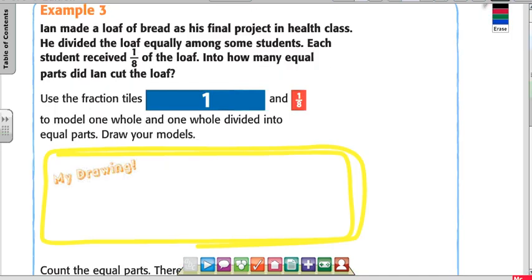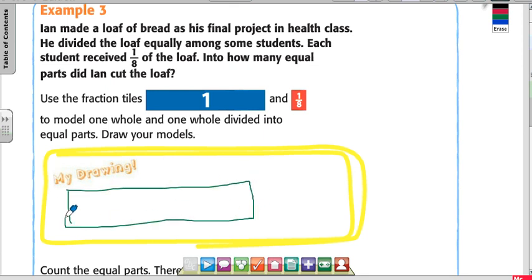Look at example number 3. It says Ian made a loaf of bread as his final project in health class. He divided the loaf among some friends. Each student received 1/8 of the loaf. How many equal parts did Ian cut the loaf? So he took his loaf, and he's going to divide it into 1/8. So how many sections do I need to make? I need to make 8.